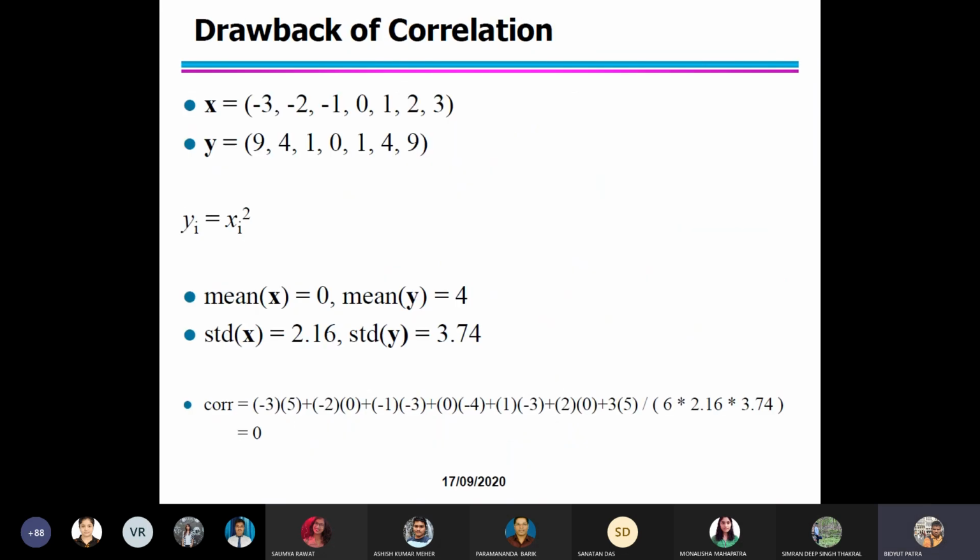One example, which is a drawback of the correlation: we have a value x and a value y. What is the mean? The mean is 0. Now go back to the formula. If you put it in here, we see the correlation is 0. And this is nothing but y equal to x squared. If x is negative, y is always positive. So in that case, correlation is not the right thing to represent it.